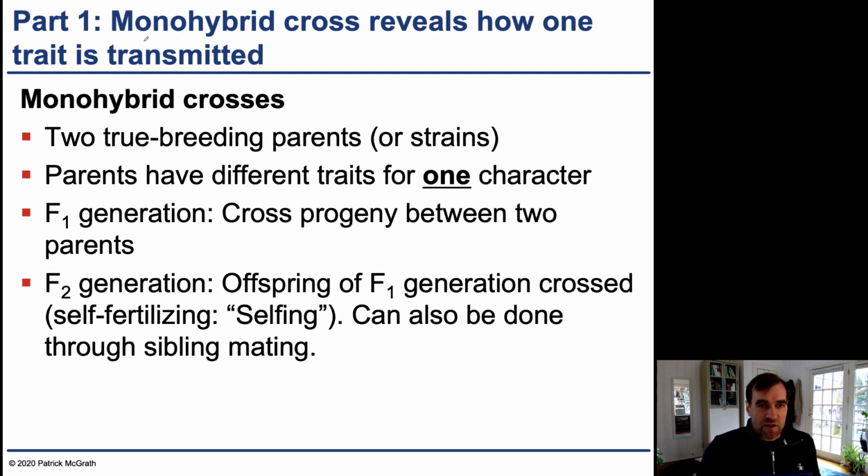And so initially, the types of crosses that were performed were simply monohybrid crosses. Monohybrid crosses reveal how one trait is transmitted, and a monohybrid cross is between two true breeding parents. So these parents are homozygous. We'll get to that more in a second. And the parents have different traits for only one character. So by specifying it's a monohybrid cross, what we're saying is that only one character is different between them.